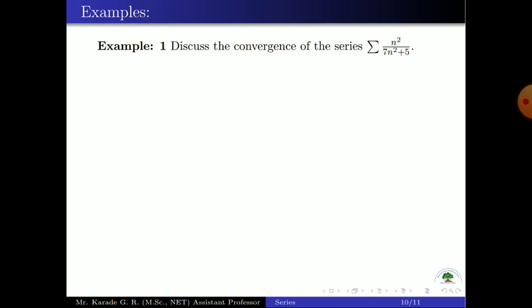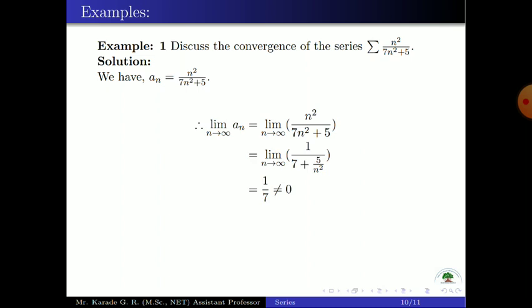Let us take one example. Discuss the convergence of the series summation n square upon 7 n square plus 5. Let us write the solution. An equals n square divided by 7 n square plus 5, and take the limit of that nth term. Limit of An as n tends to infinity equals limit n tends to infinity of n square divided by 7 n square plus 5. Dividing the numerator and denominator by n square, we get limit n tends to infinity of 1 upon 7 plus 5 upon n square, which is equal to 1 upon 7, not equal to 0.